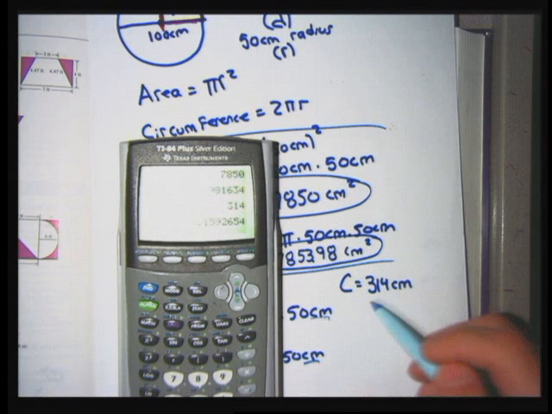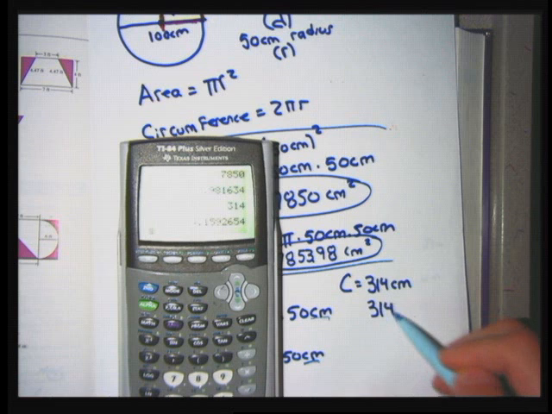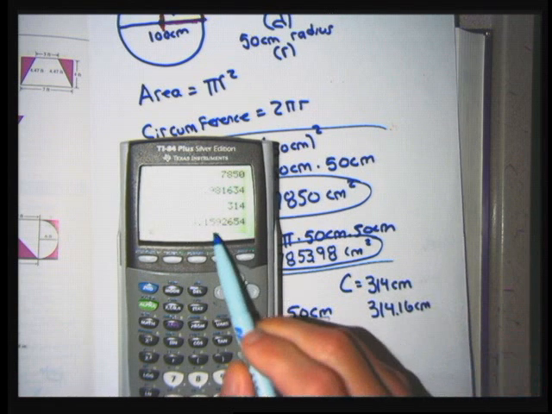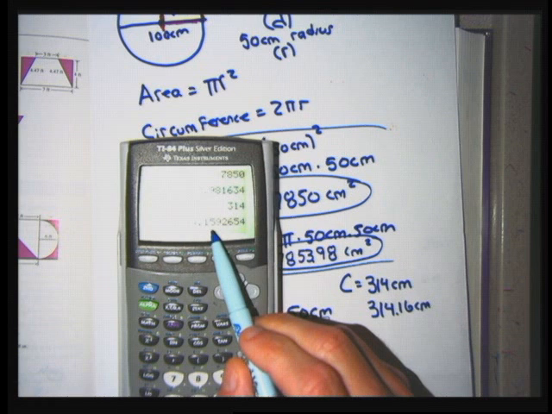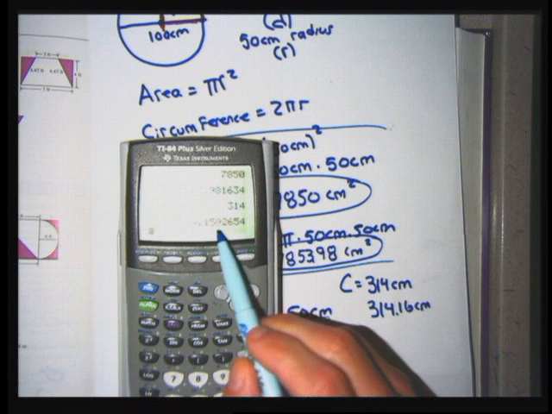I'd get 314, and I'm going to round this to 0.16 centimeters. I looked at the number in the second decimal place, which is a 5. That's the number that I wanted to round. I was either going to leave it a 5 or round it to a 6. I looked at the number after the 5, which is a 9.